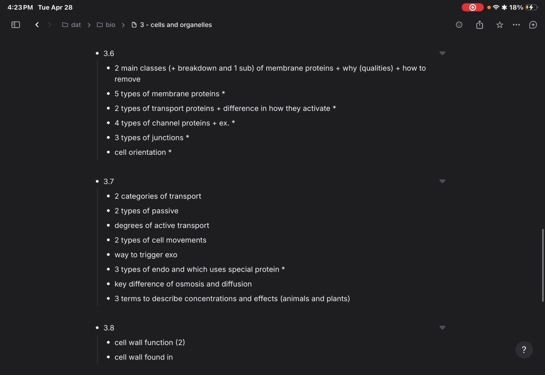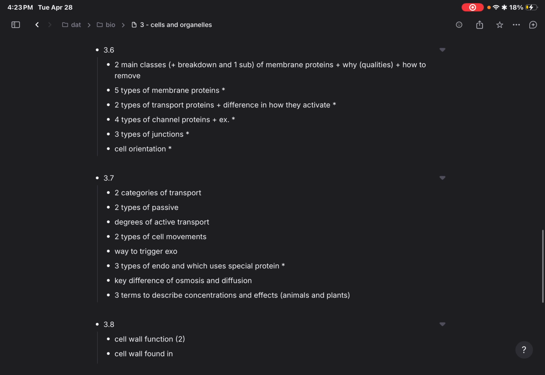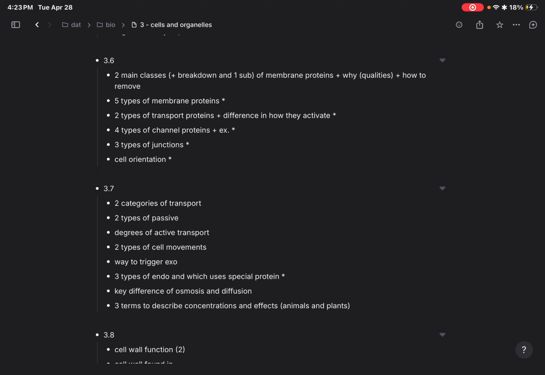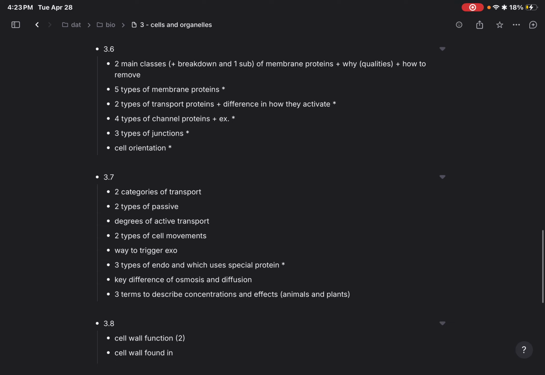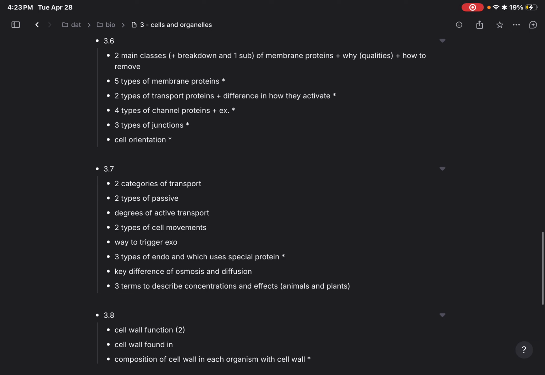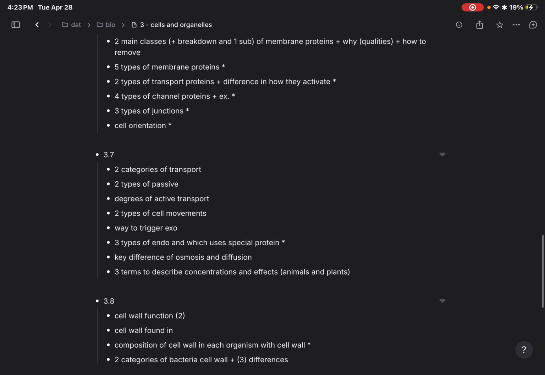Membrane proteins, two main classes, and how to remove them. There's integral and peripheral proteins. There are also transmembrane proteins, which go all the way through. Integral proteins are hydrophobic, so they stay in the hydrophobic area within the cell membrane, because they don't like water.